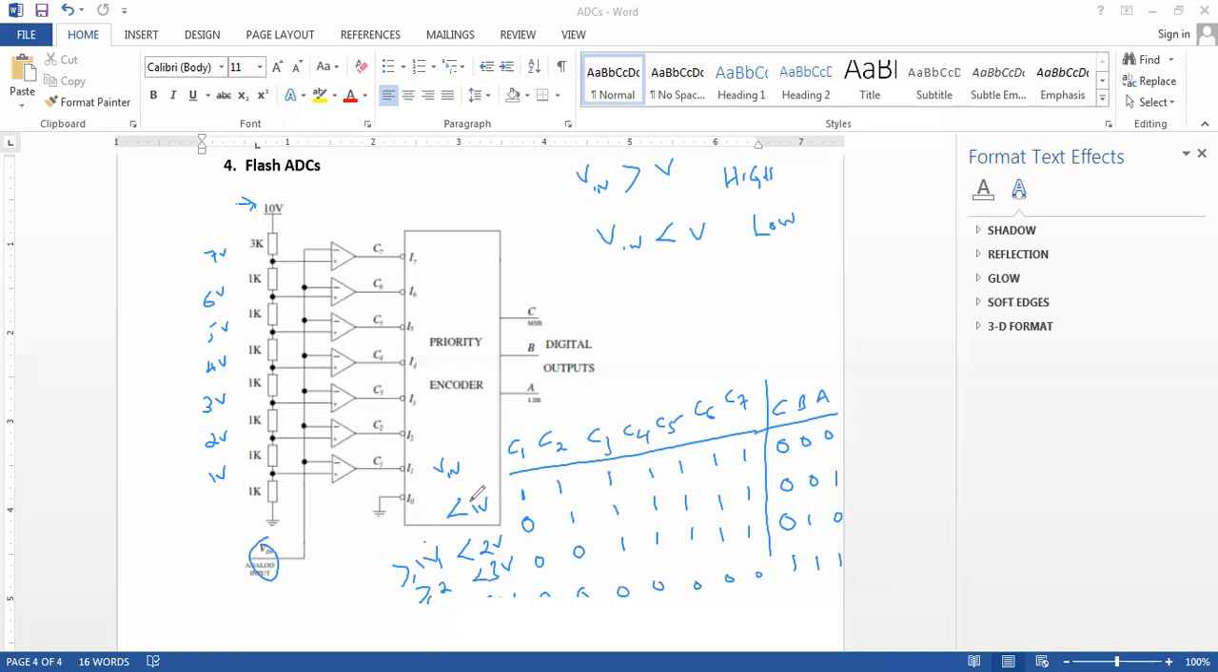And that is the end of my presentation of the analog to digital converters. We've looked at 4 types of converters: the digital ramp converter, the successive approximation converter, the dual slope integration converter, and the flash ADC. Otherwise, thank you for watching my video.